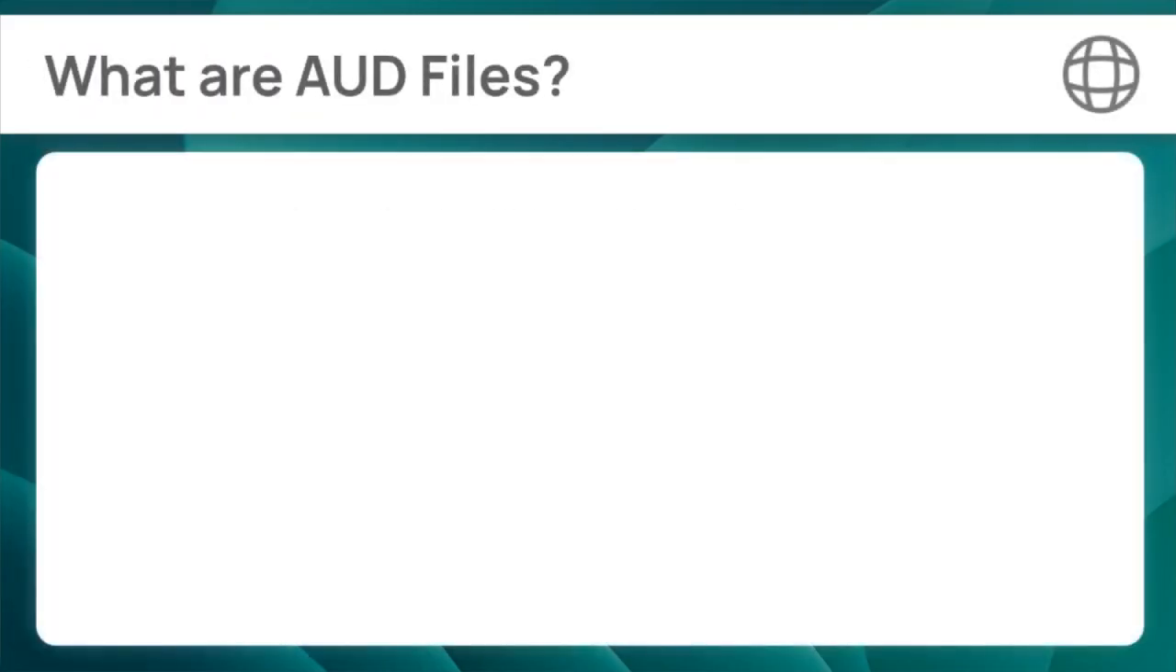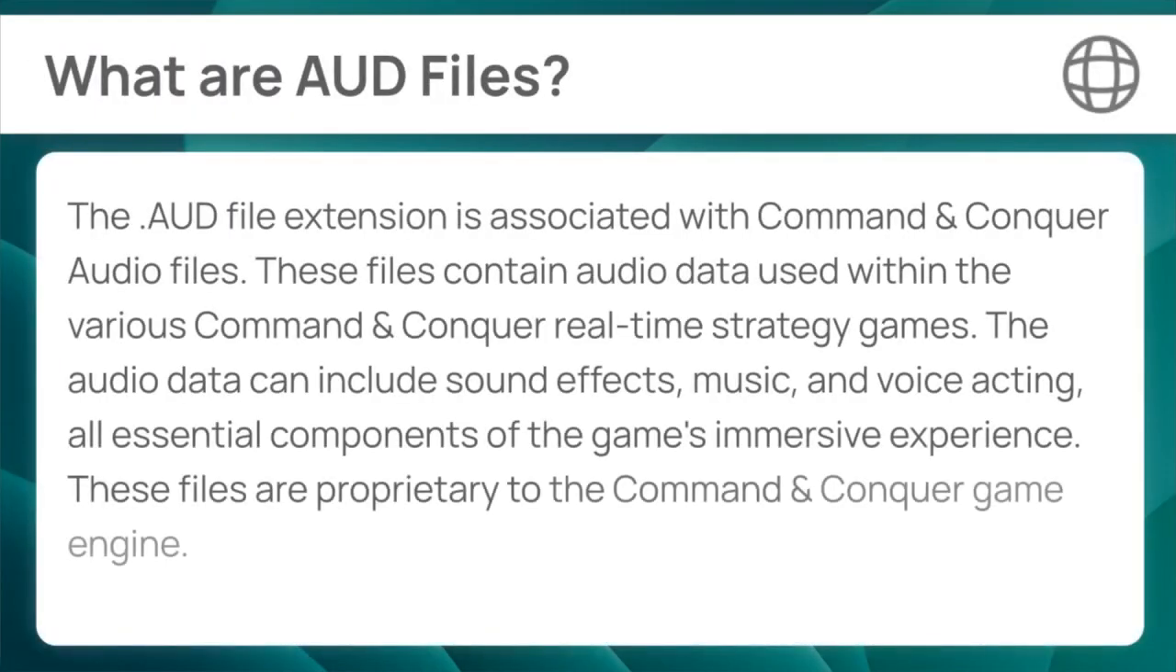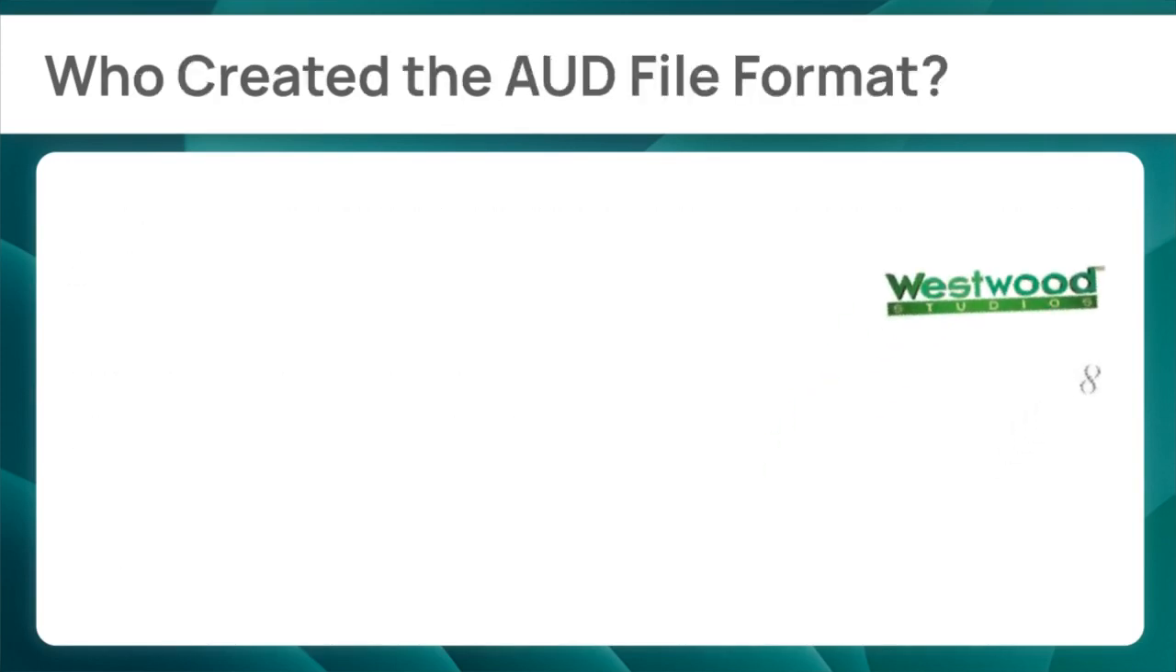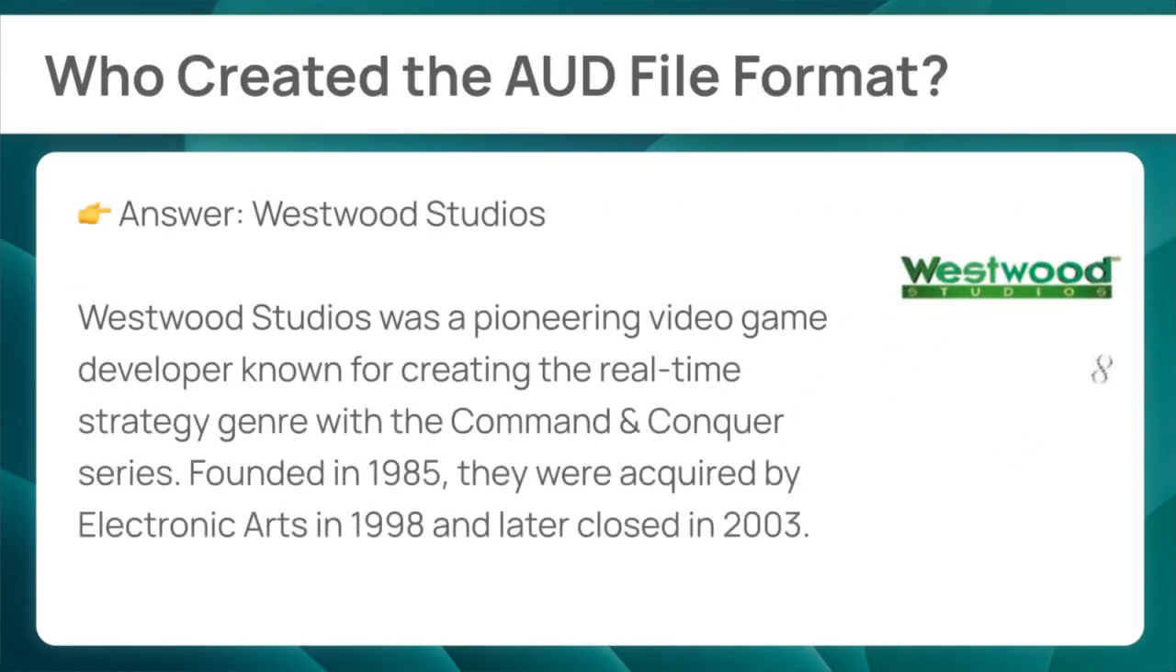The AUD file extension is associated with Command & Conquer audio files. These files contain audio data used within the various Command & Conquer real-time strategy games. The audio data can include sound effects, music, and voice acting, all essential components of the game's immersive experience. These files are proprietary to the Command & Conquer game engine.